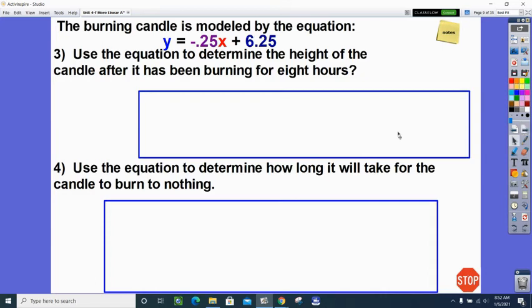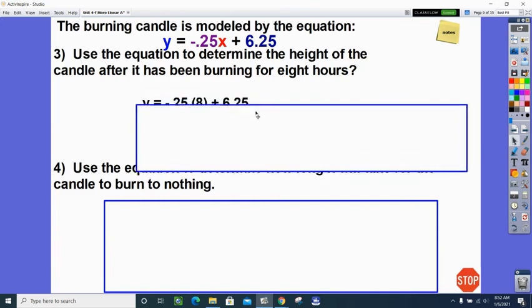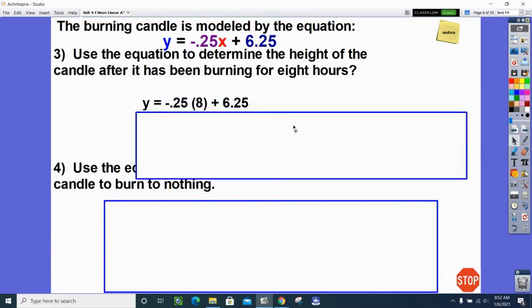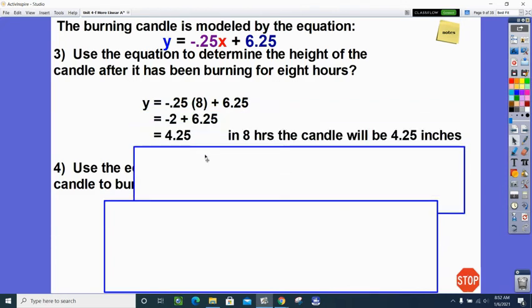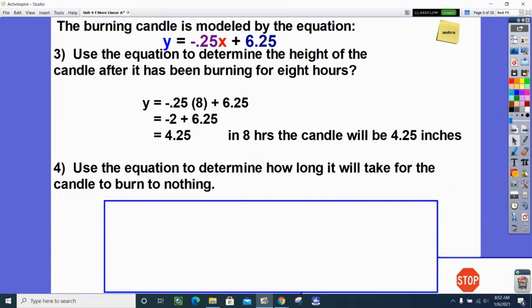So how do we do that problem? Remember that your definitions really matter here. X is the number of hours. So we're going to substitute the 8 in for the x, and we're basically going to do the math. Negative 0.25 times 8, and then add the 6.25, and we get 4.25. And what that means is after 8 hours, the candle will be 4.25 inches tall. Pretty cool.